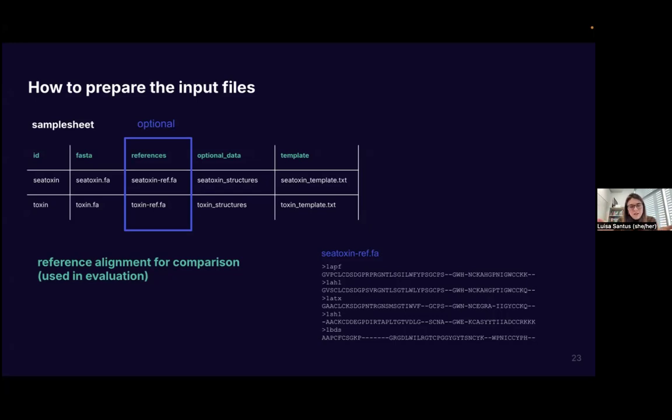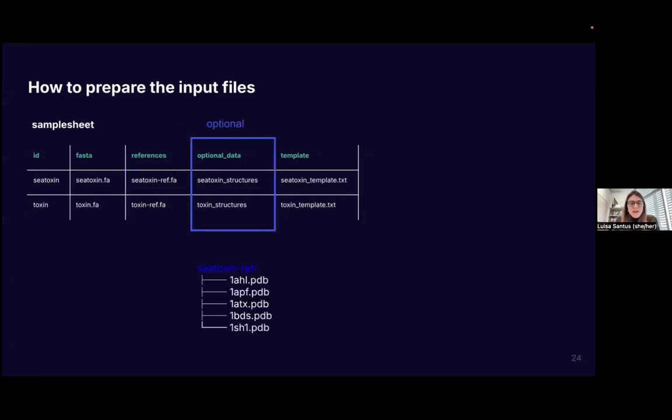This could technically be anything, any alignment you want, but usually how people use it is with benchmark datasets. There are reference alignments that are usually manually curated, and you can provide them as input so that in the evaluation, they can be used to evaluate the final solution of your tools. Then we have the optional data column.